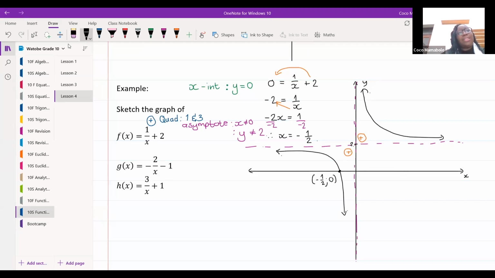Negative a half and 0. That is our x-intercept. Courtney's asking why is y equal to 0? Because this is an x-intercept, Courtney. What do we know about x-intercepts? X-intercept what?